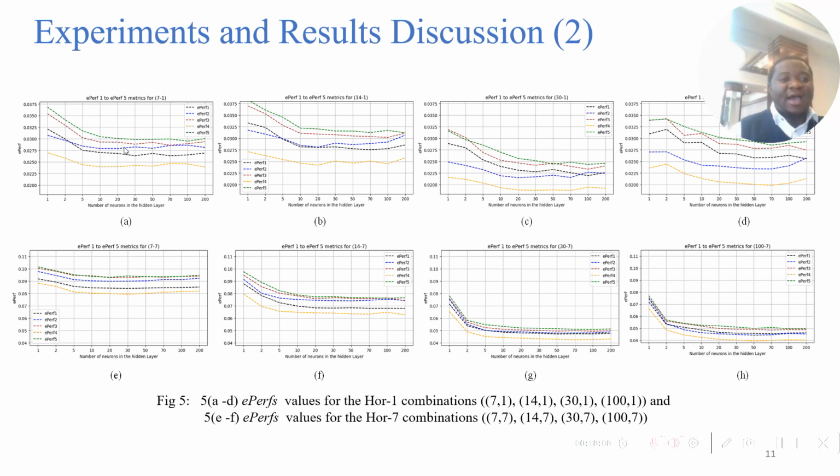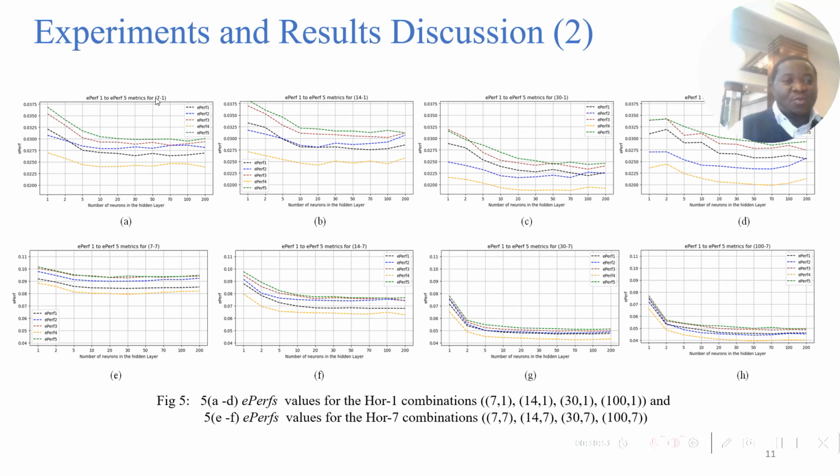On the x-axis, we've got the number of neurons for different networks. And on the y-axis, we've got the ePerf value. Remember, I explained ePerf 1 to ePerf 5 from the assessment scenarios. So these are the results. First of all, there is a downward trend, which means that as we increase the number of neurons, the model becomes stronger. The error decreases.